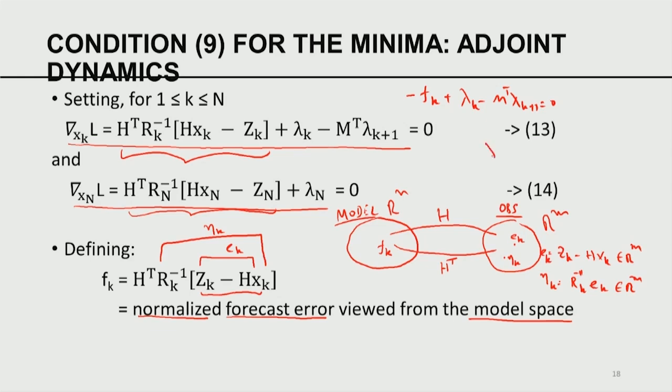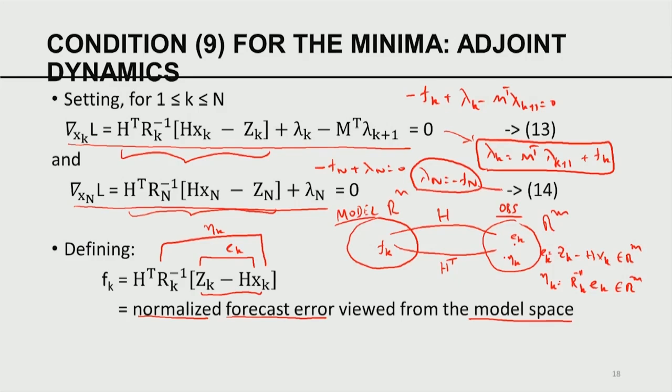So how can I rewrite this? This can be rewritten as lambda k is equal to m transpose lambda k plus 1 plus f of k. So I'm relating k plus 1 to k. I'm going backward in time. If 13 holds good, this is the form 13 takes. If 14 has to hold good, 14 takes the form minus f of n plus lambda n is equal to 0. Therefore, lambda n is equal to f of n. That is what 14 is all about. So this is 14, this is 13.